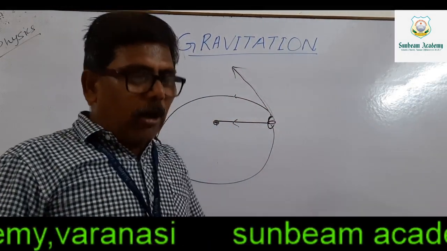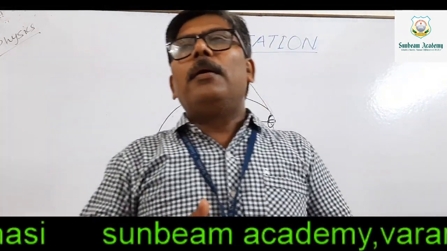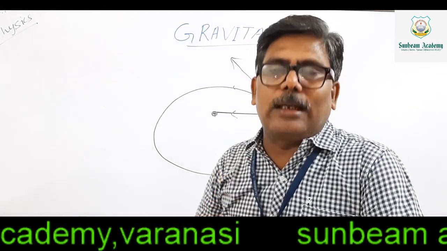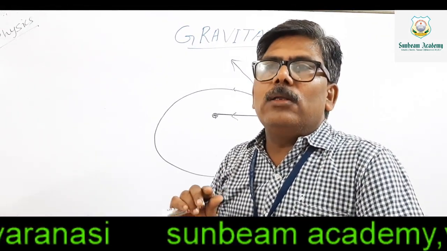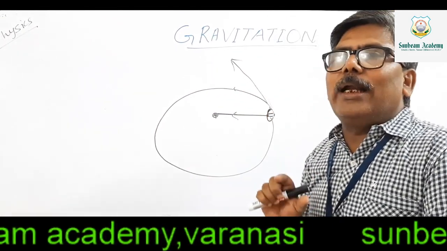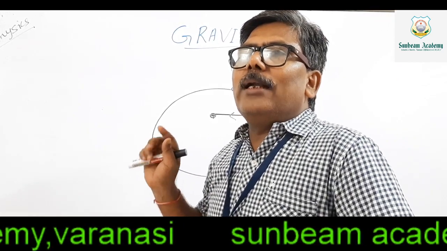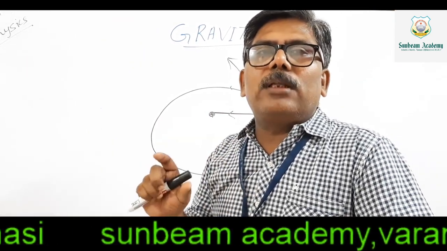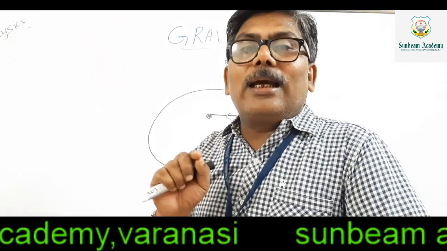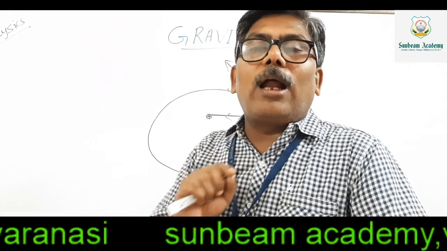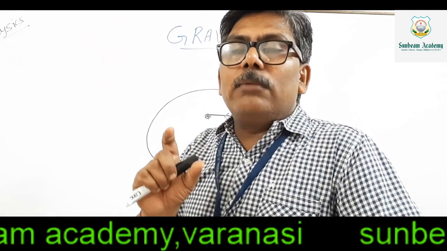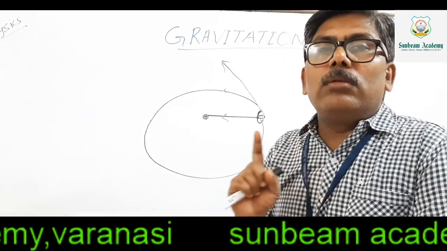So here also you have seen that planets are revolving around the sun, and the force existing between the sun and planet is centripetal force that helps the planet to revolve around the sun continuously. Similarly, in the case of the moon revolving around the earth, there also exists some centripetal force which helps the moon to revolve around the earth.